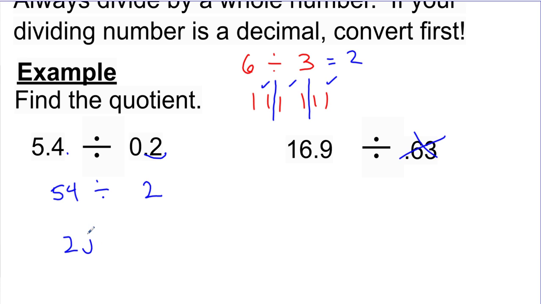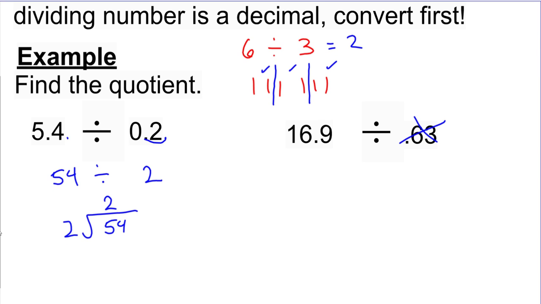So 2 goes into 54. Well, 2 goes into 5 twice, because we can get as close as 4. Then I'm going to subtract to get 1, bring down my 4. 2 goes into 14 7 times. 7 times 2 is 14. No remainder. That was beautiful. And so here's what that means. If I go back to my original problem here, 5.4 divided by 0.2, the answer is 27.